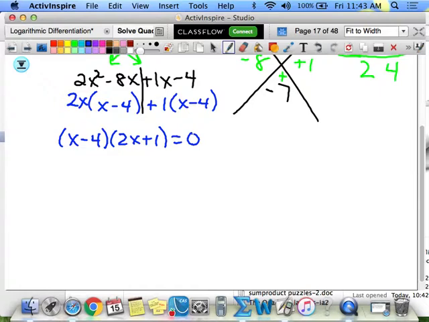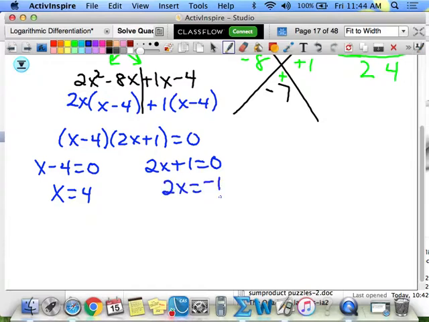And what do I do with each factor? Set them equal to 0. So x minus 4 equals 0. 2x plus 1 equals 0. Here just move the 4 over, so x equals 4. Here move the positive 1 over. It's going to be 2x equals negative 1, but I don't have x yet. What do I need to do? Divide by 2.